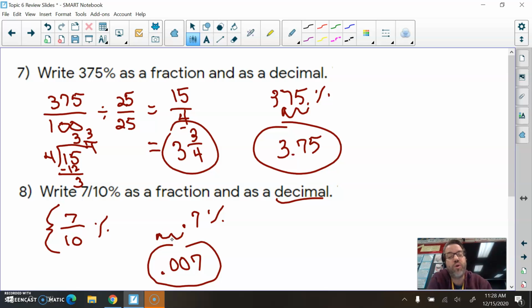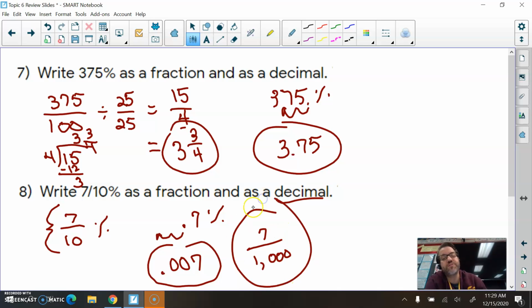Okay? Now, once it's written in decimal form, it's easy to write it as a fraction because the 7 is in the thousandths place. So as a fraction, it's 7 over 1,000.